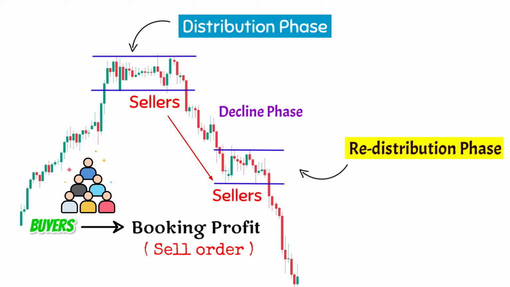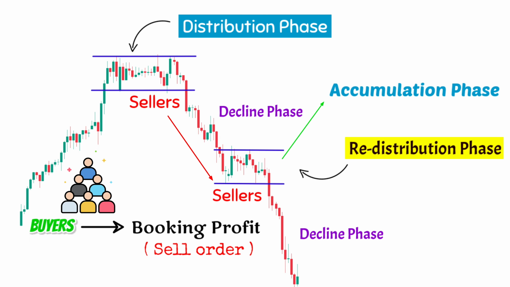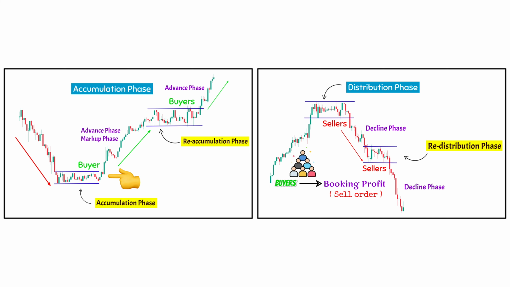Redistribution means sellers are still strong and the market is preparing for another bearish move. After the breakdown, the market can continue its decline phase. However, if the same range breaks upward instead of downward, the market cycle may start changing. In that case, the range can eventually become an accumulation phase. This is how the market keeps moving in cycles. Accumulation leads to advance. Advance leads to reaccumulation. Reaccumulation can lead to another advance. Similarly, distribution leads to decline. Decline leads to redistribution, and redistribution can lead to another decline.